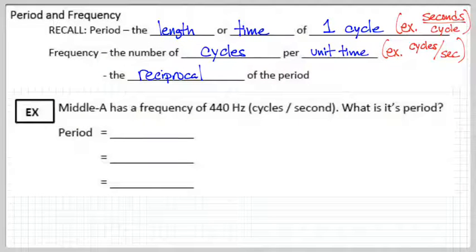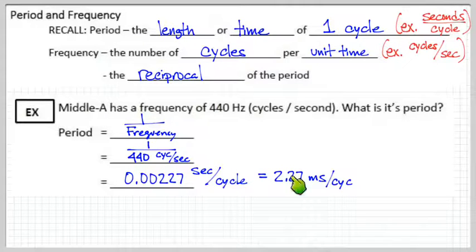So, for example, the note middle A has a frequency of 440 hertz. That's in cycles per second. Hertz means cycles per second. So what is its period? The period is the reciprocal, 1 over the frequency. So 1 over 440, and I'm going to put the units here, and then we punch it into a calculator. We get 2.27 milliseconds per cycle. That's the period. This is the time of one cycle.